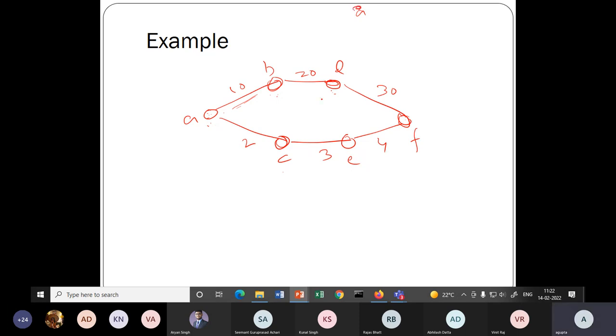So first step, after the first 30 seconds, what will happen? Everybody will get their neighbors' information. I will not draw the routing table of F. Okay, the same thing will happen. Let me draw it for D.